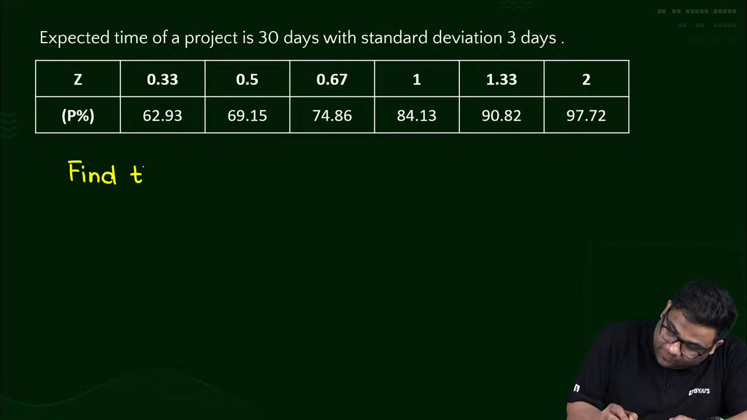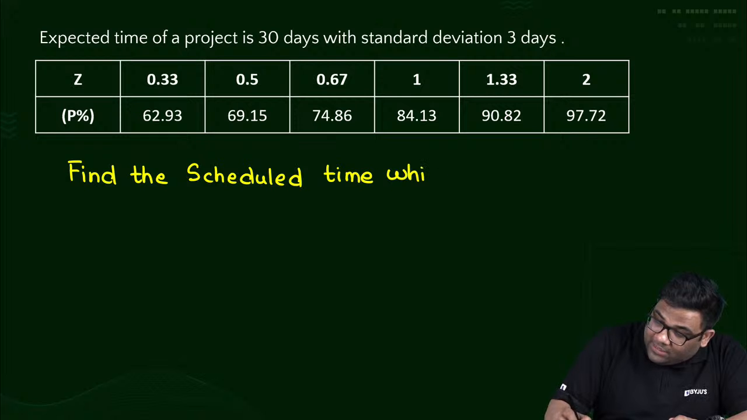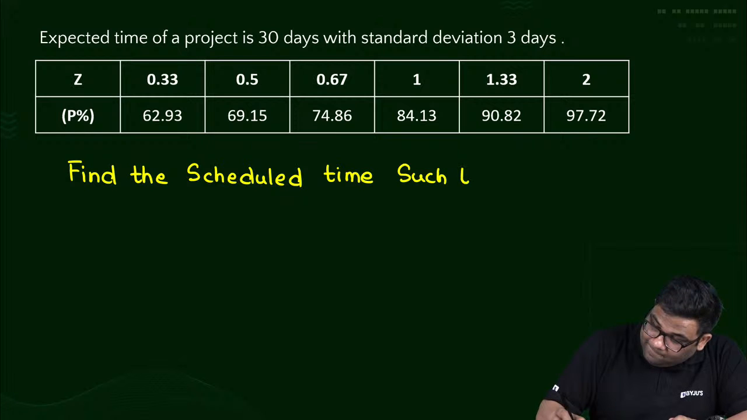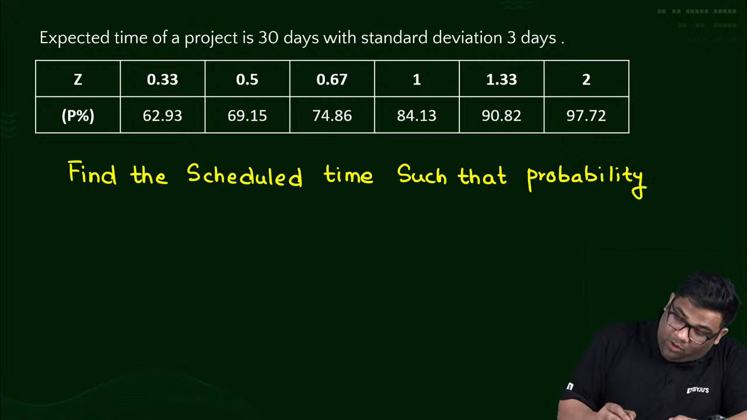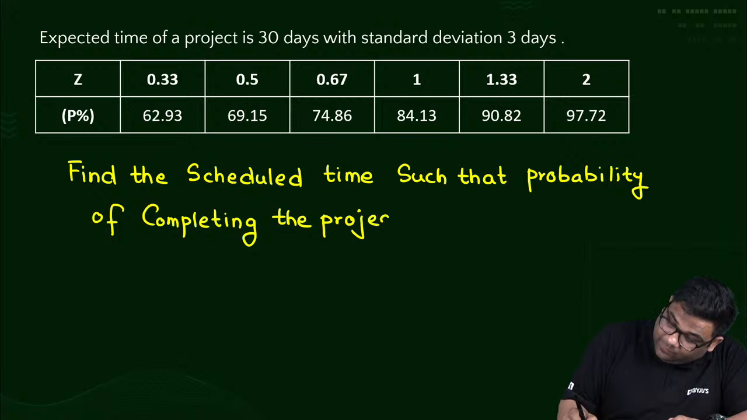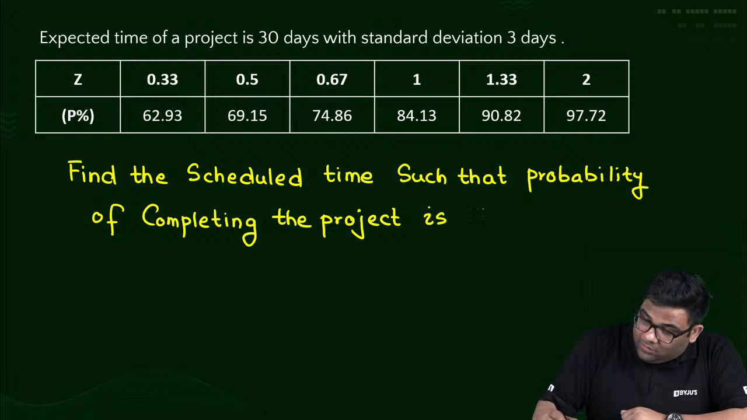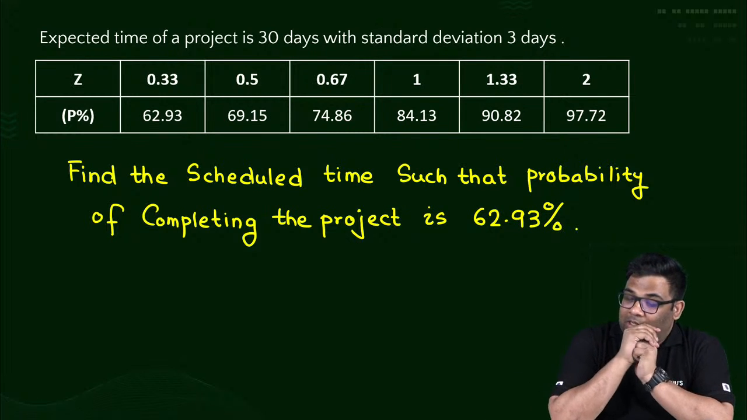Find the schedule time such that the probability of completing the project is 62.93%. Find out. Let us see how many solve this question. Chalo, solve this question.